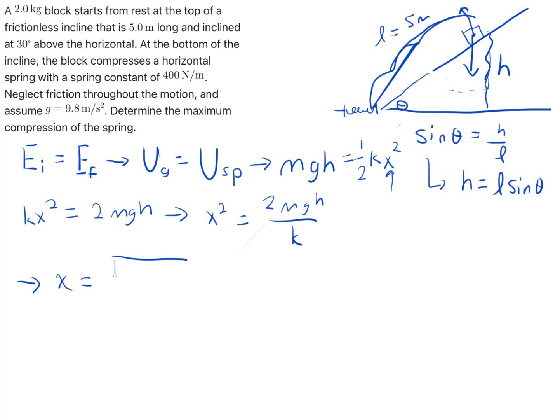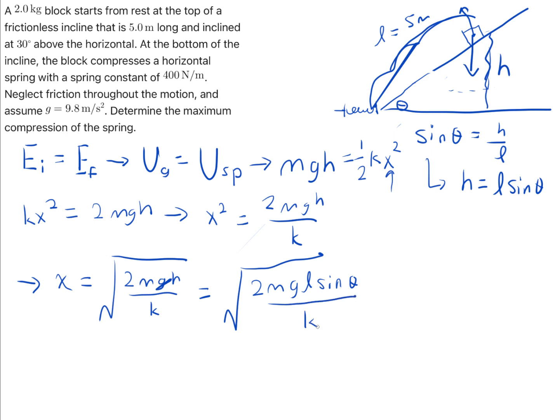of 2mgh over k. And now let's plug in L sine theta into this height h here. So this becomes the square root of 2mgL sine theta divided by k. And so now we just need to plug in everything from the problem.